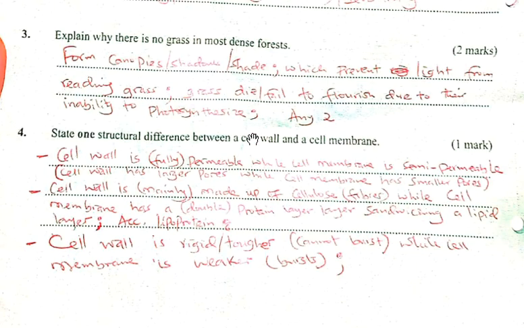Next we have, explain why there is no grass in most dense forests. In dense forests they form canopies, or you can say there is a shade, which prevents light from reaching the grass, and the grass dies due to failure to photosynthesize, because they cannot get the light, and light is important for photosynthesis. It must be there.